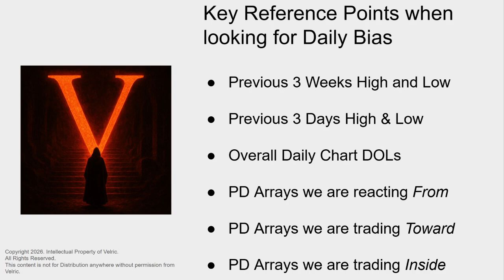PD arrays we are trading toward, particularly inefficiencies like fair value gaps, because those are porous pieces of price action and they draw price towards them. So a fair value gap toward the upside, if we've just reacted to an order block, a discount order block from the mean threshold, that's a fair value gap towards the upside. What is a low hanging fruit objective? That fair value gap. Okay, what's even lower hanging fruit objective?